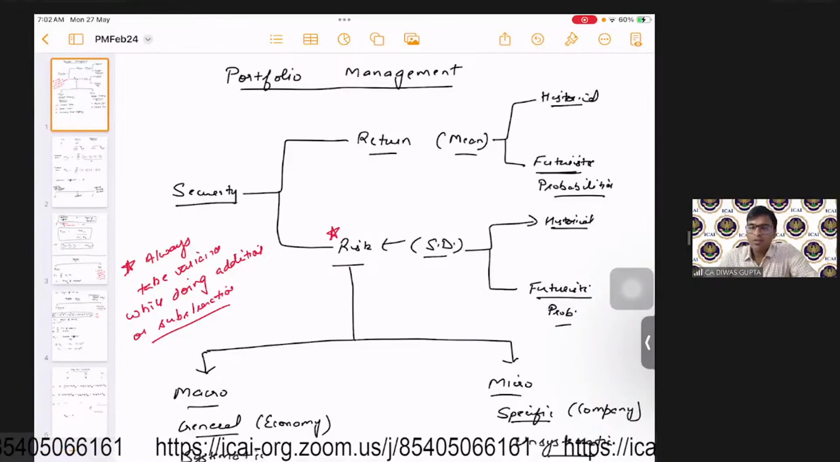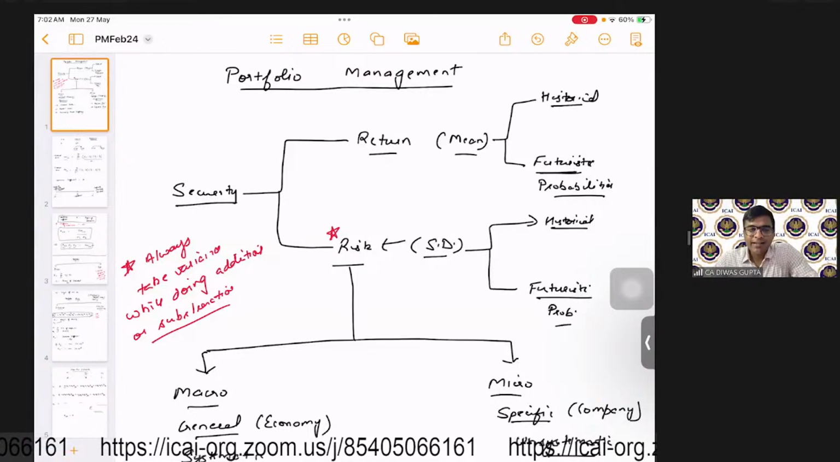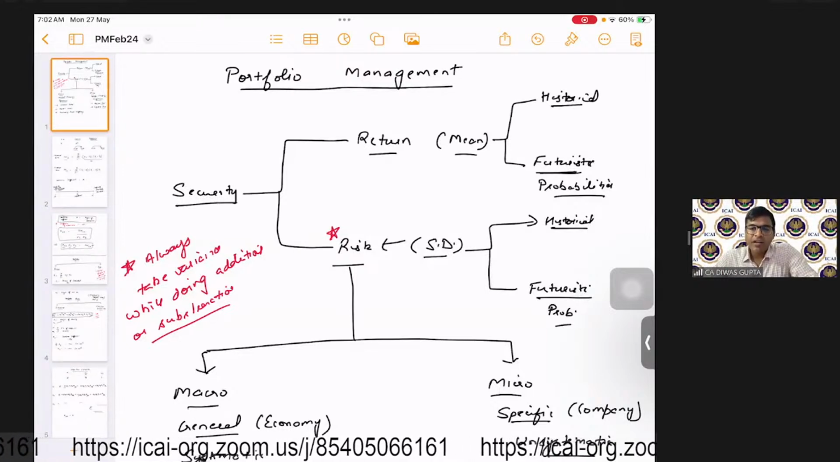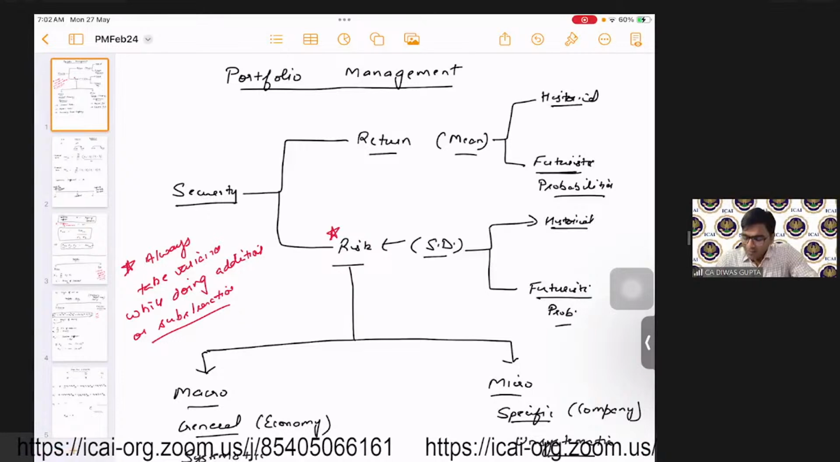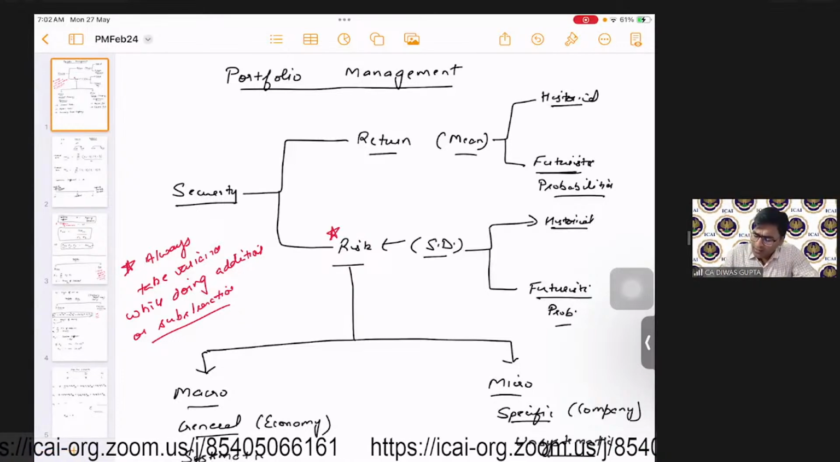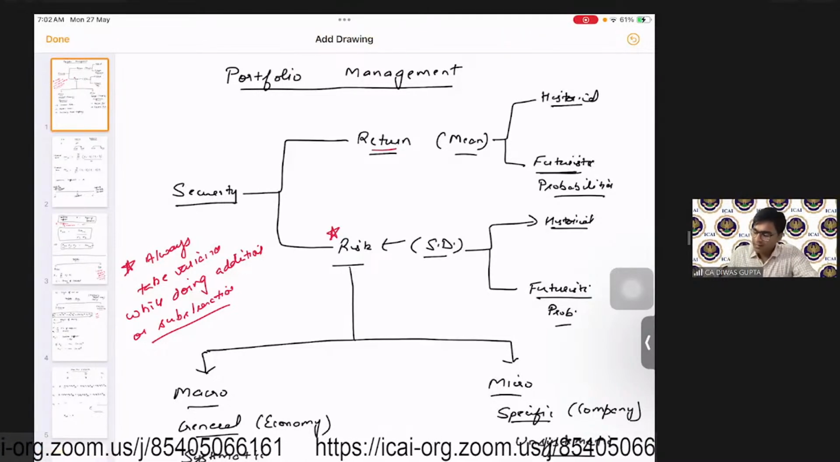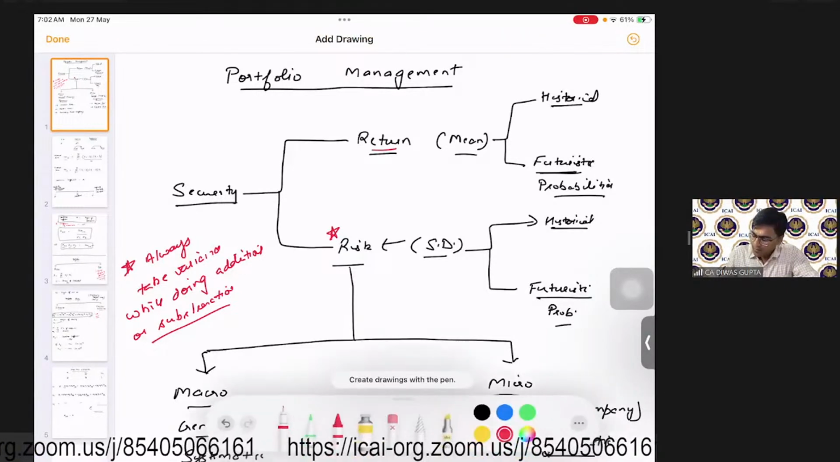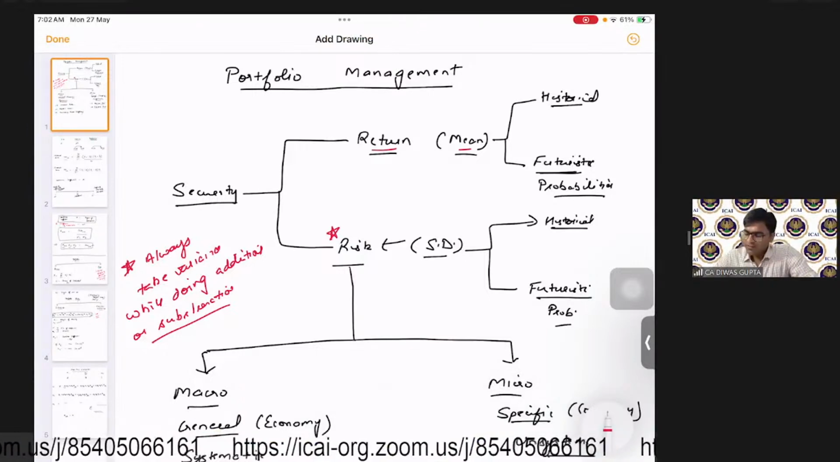So let's start, students. On the portfolio management, we first of all understood about the two characteristics of a security. One was return and second one was risk. So while we said that return is very much similar to what we call as mean in the statistical language, right? Because why we said mean?